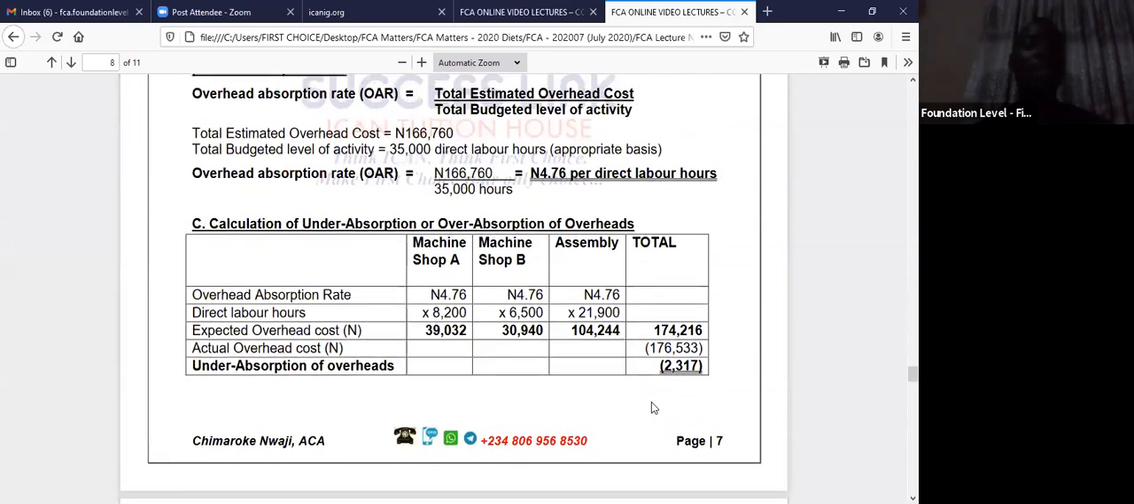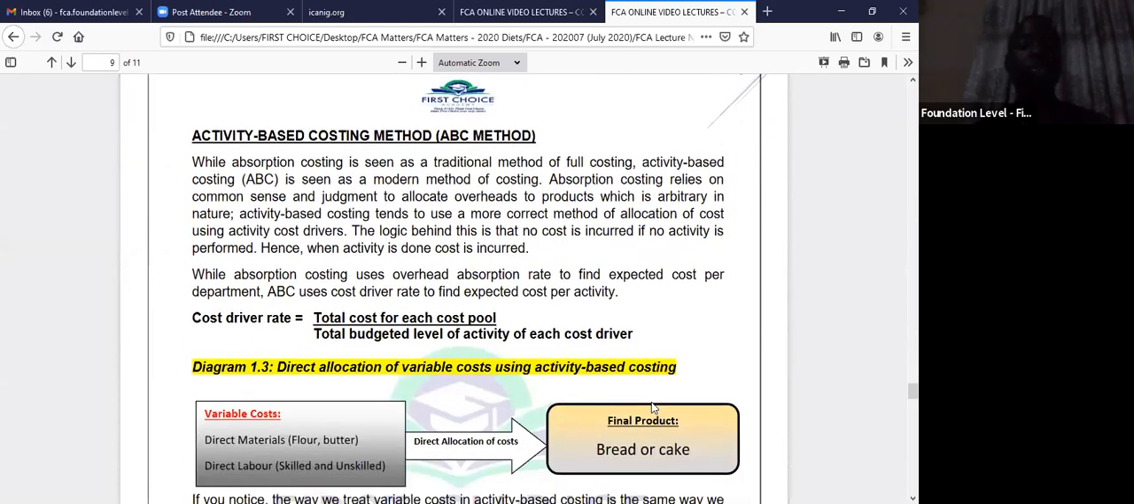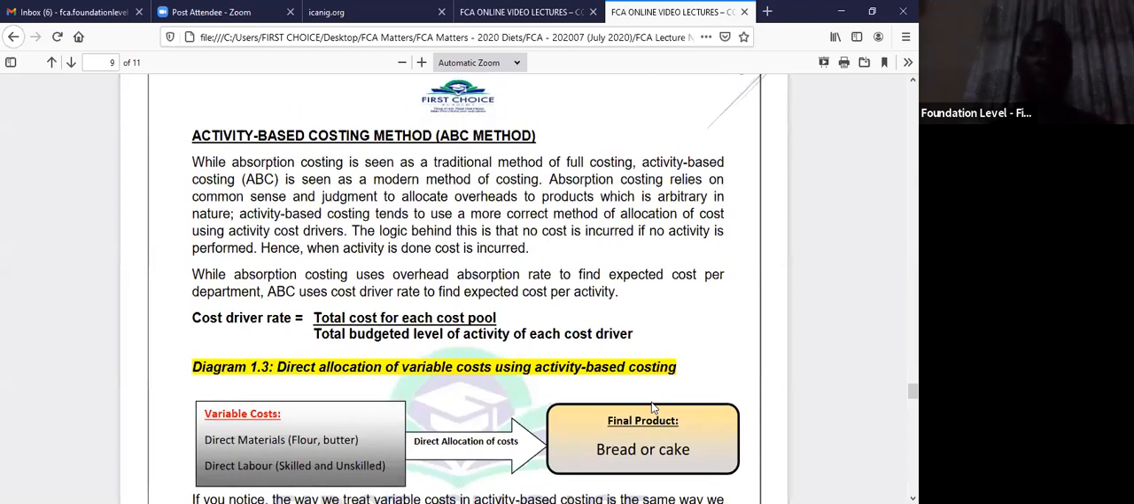Okay, so that's that. So I will give you like 2 or 3 minutes break and we'll come to the activity-based costing method. So 2 or 3 minutes break, we'll come back.